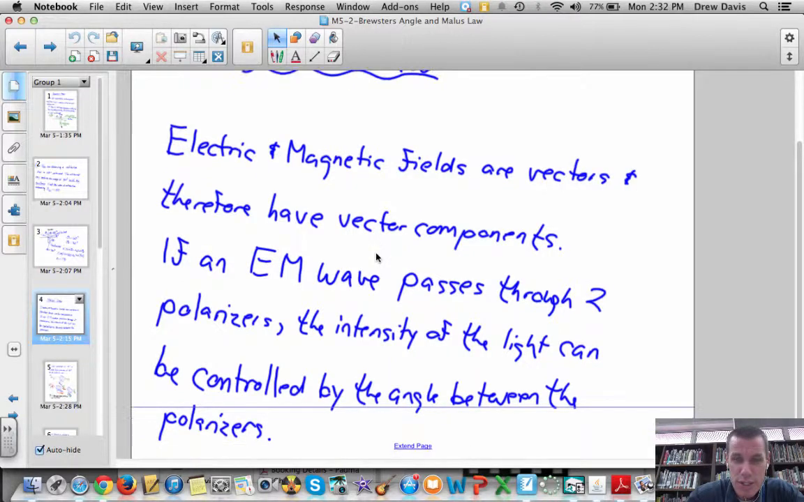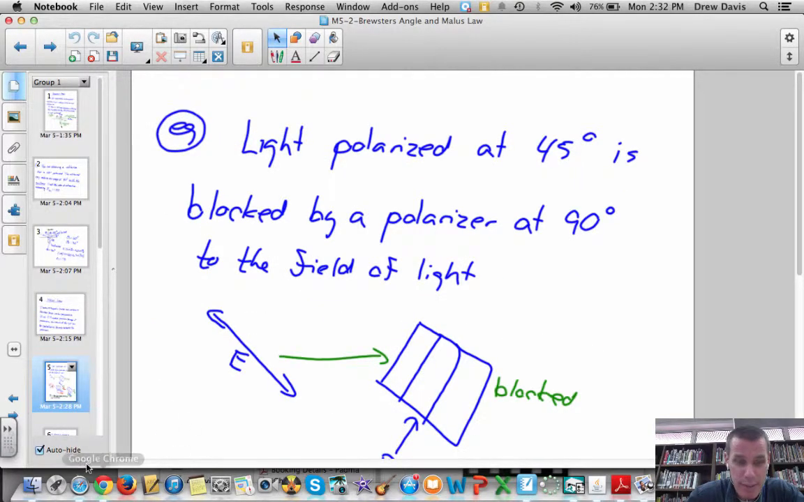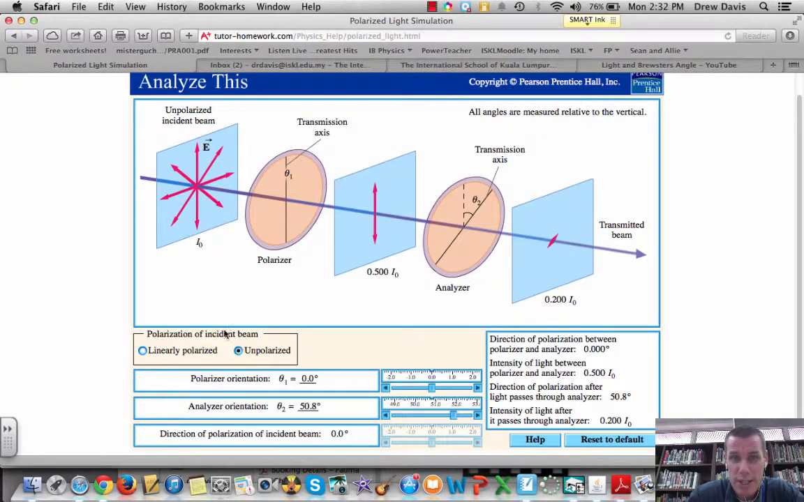Okay, so just to put it down here, you have an electromagnetic wave that passes through two polarizers. The intensity of the light can be controlled by the angle between those polarizers, or the angle between the electric field, the polarized light, and the second polarizer. Alright, and I'm going to skip this because we looked at it in class.